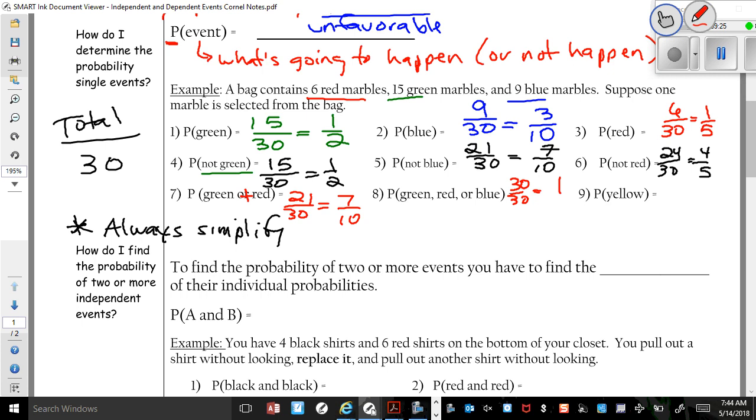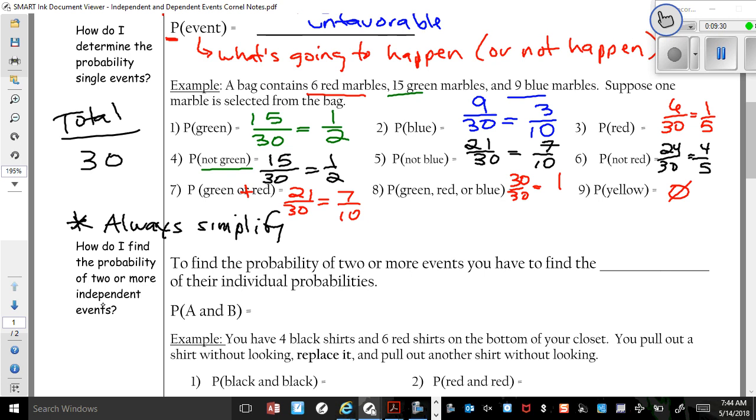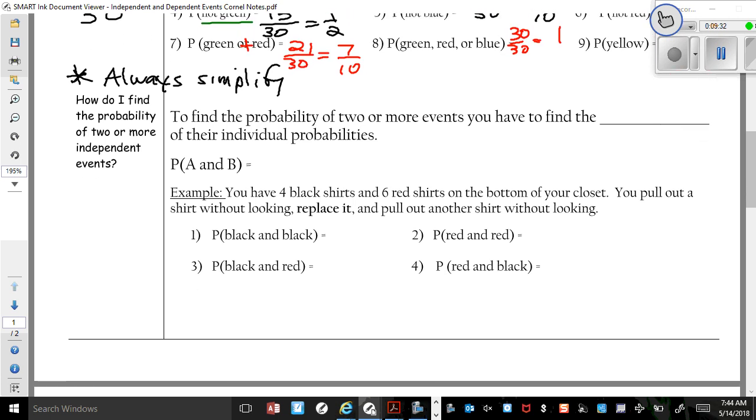And then how about yellow? 0 probably. All right. To find the probability of 2 or more events, you have to find the blank of their individual probabilities. What do you have to find? The fraction, the chance, or the probability of their individual ones.